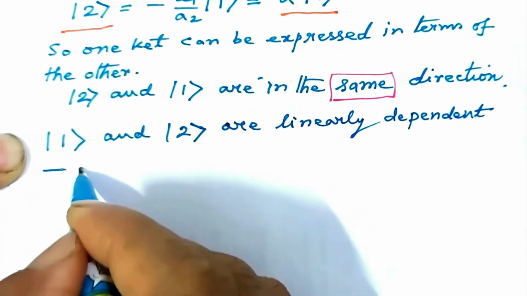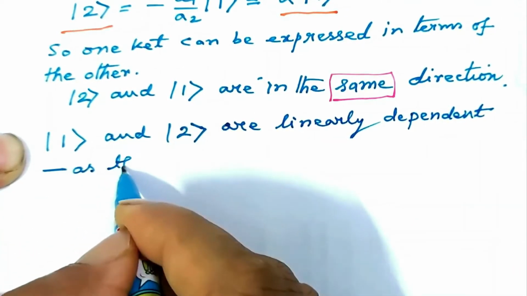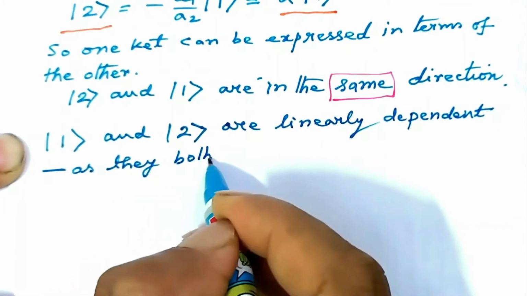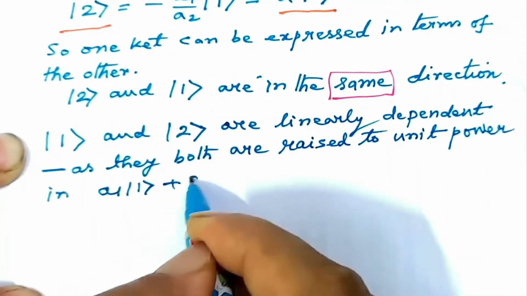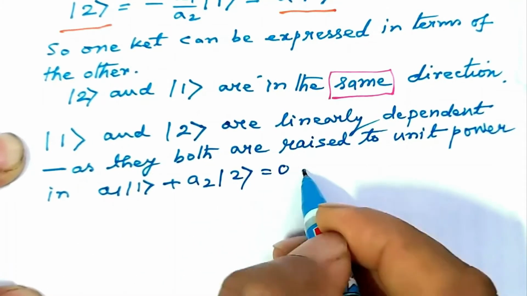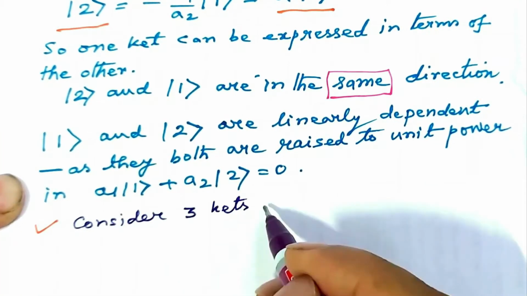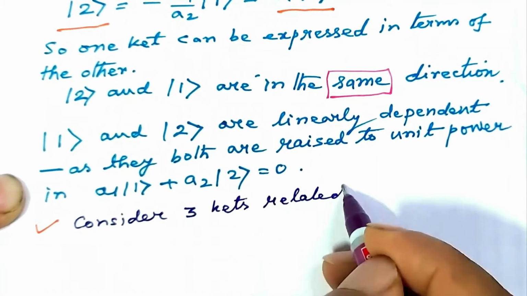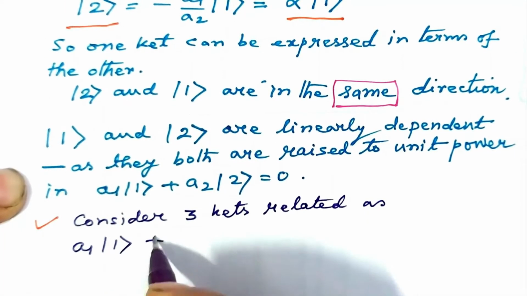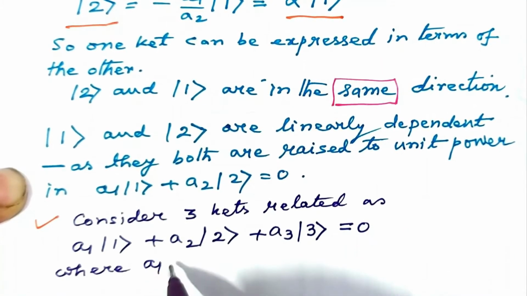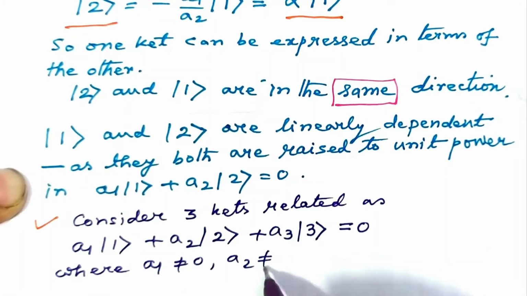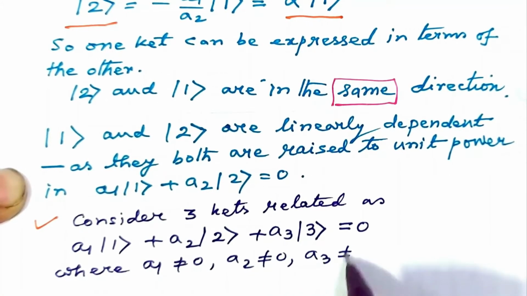Why linearly? Since the kets, ket1 and ket2, are both raised to unit power in the relation a1 ket1 plus a2 ket2 equal to 0. We now consider three kets, ket1, ket2 and ket3, related as a1 ket1 plus a2 ket2 plus a3 ket3 equal to 0, where a1 is not equal to 0, a2 is not equal to 0, a3 is not equal to 0.